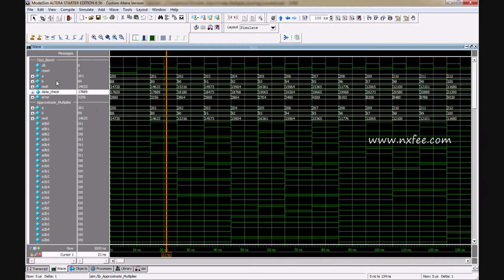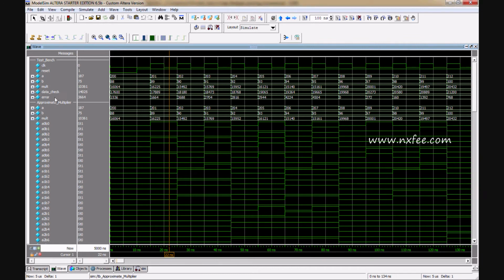Now the input value is 20189 and the output value is 14633, and the exact value is 17889 and the error value is 3256. But in the proposed method of the compressor, it will take this much only. The error will be reduced to 1664.